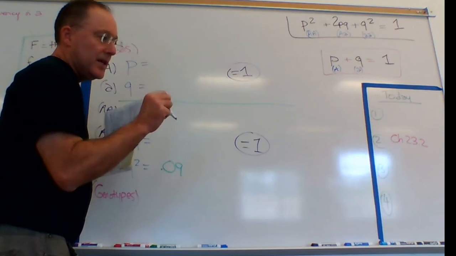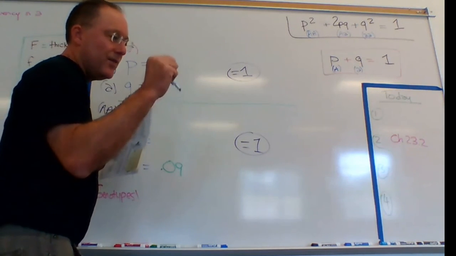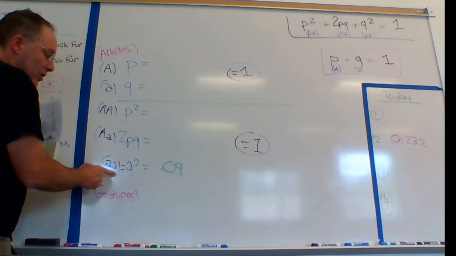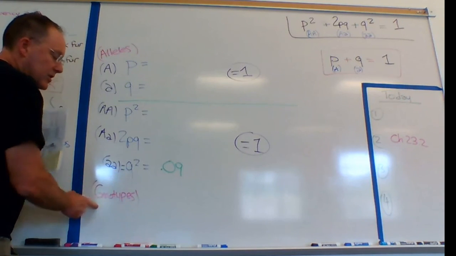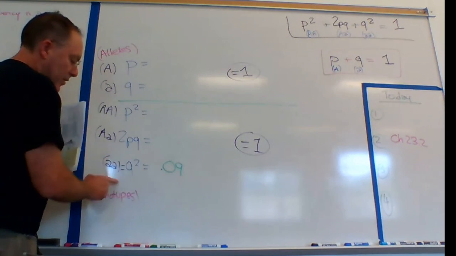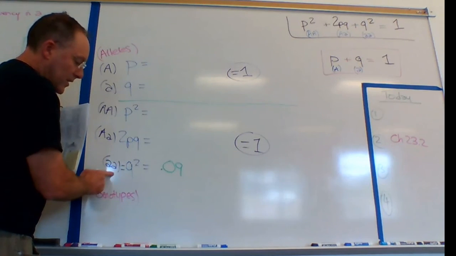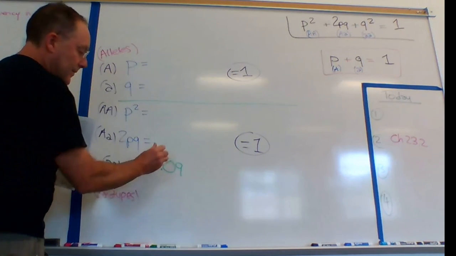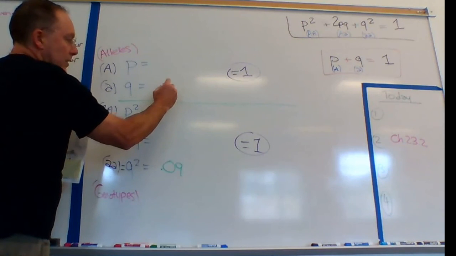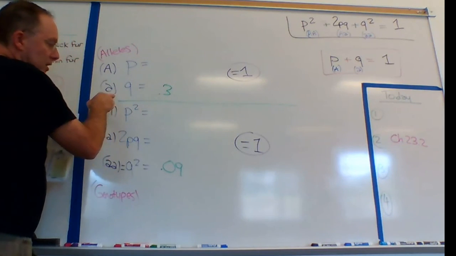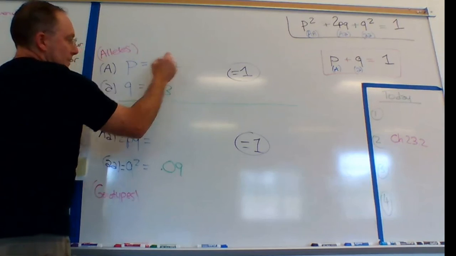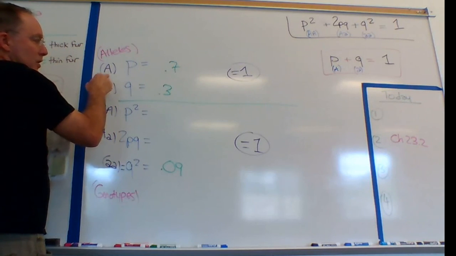If 9% of the population has a homozygous recessive phenotype, sorry, if they have the recessive phenotype, then I know they have the homozygous recessive genotype, little a, little a. I'm going to do the math here. If I square root this, I know that 30% of the alleles in that population are little a. That means 70% of the alleles in that population are big A.